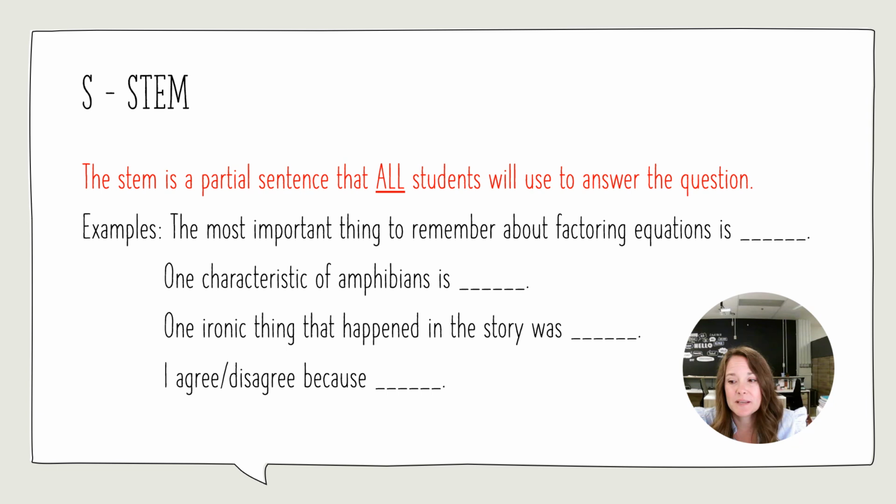So the stem is going to present some of that academic language that students often skip over if they just give the answer without the sentence stem. So words like characteristic, amphibian, factoring equations, ironic, those are words that aren't going to come up in everyday conversation. They are academic terms that are specific to your subject area.